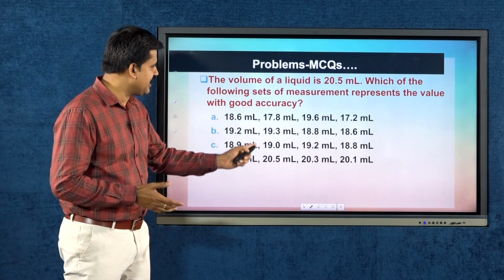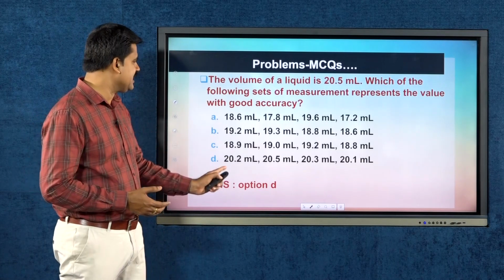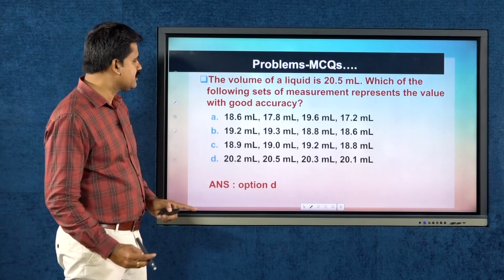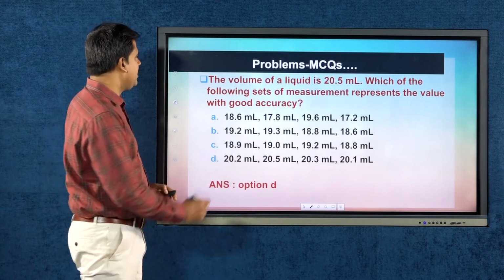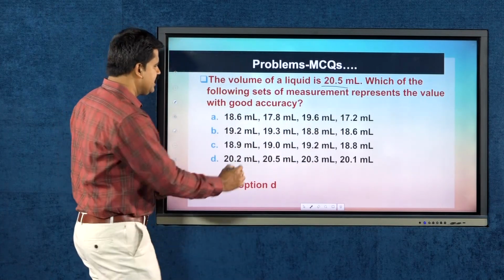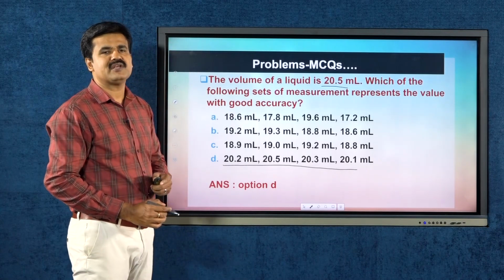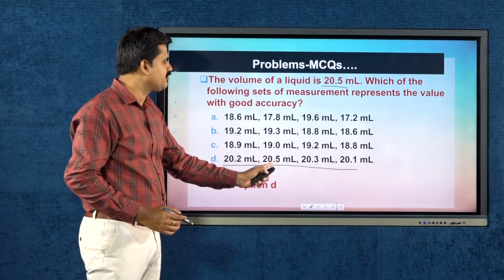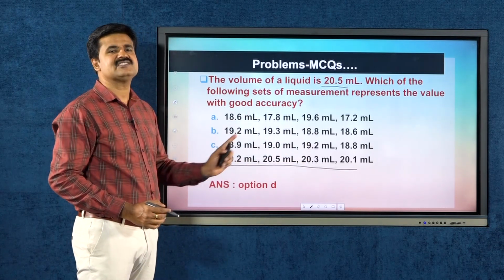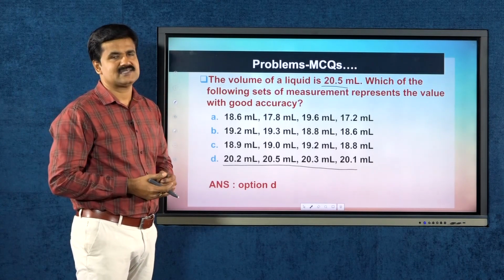So, on careful analysis, you can arrive at the conclusion that option D, that is 20.2, 20.5, 20.3, 20.1 ml. Look at the standard value, that is 20.5. In all these sets of values, the values are very close to 20.5: 20.2, 20.5, 20.3, 20.1, etc. So, the last set, option D, represents a set of measurements with good accuracy.